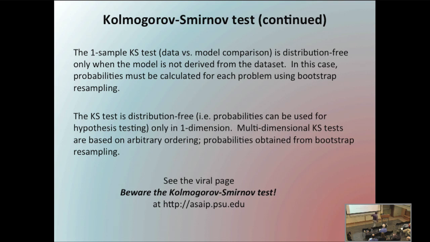Okay? These are examples of things that are known by statisticians that are not widely known by practitioners: the Anderson-Darling test, and two cases where the probabilities that are tabulated cannot be applied in general.